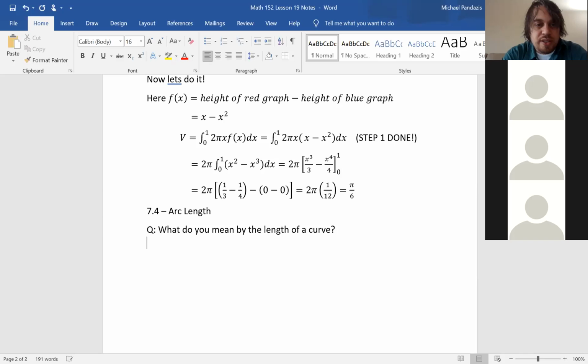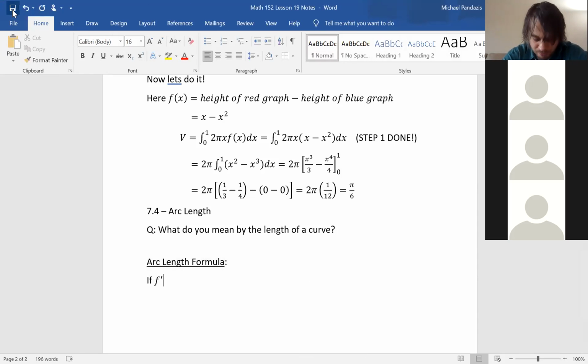Here is the arc length formula. Sorry, not a definition, the arc length formula, it's called. The arc length formula will give you the exact length of a curve without straightening it out.